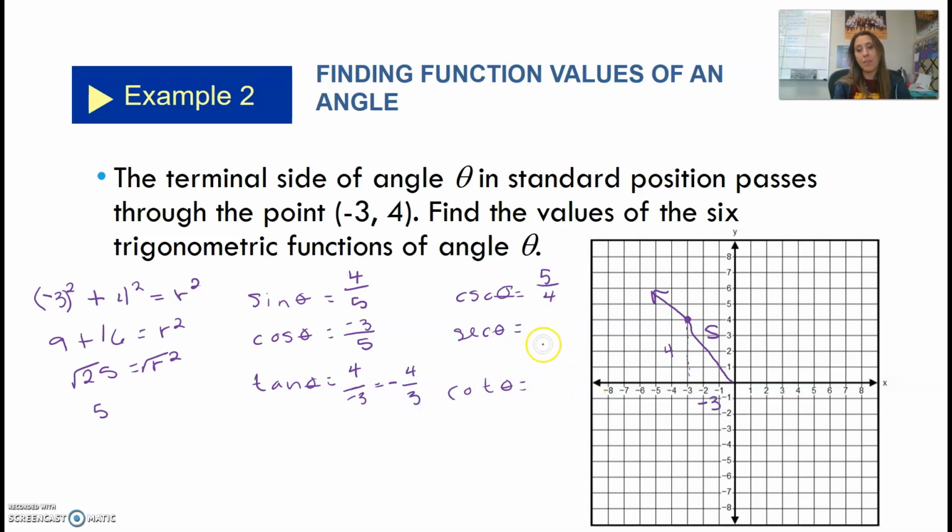And then we have our reciprocals over here, so we have 5 over 3. Again, we have that negative, so I'm going to throw it right there. And then we have negative 3 over 4. All right, so that was my last example for you today.